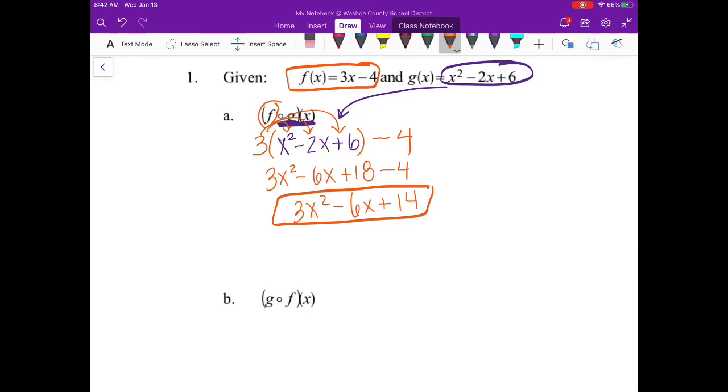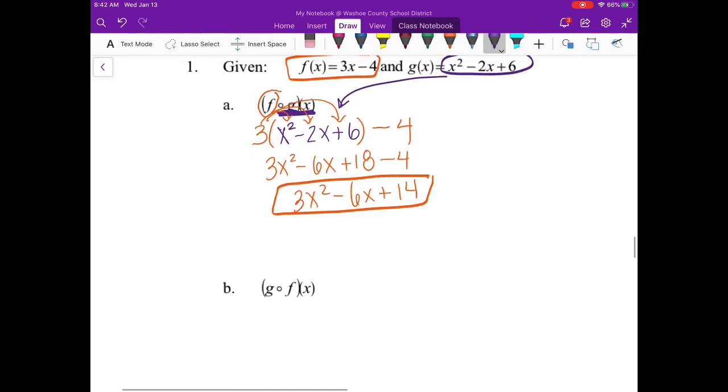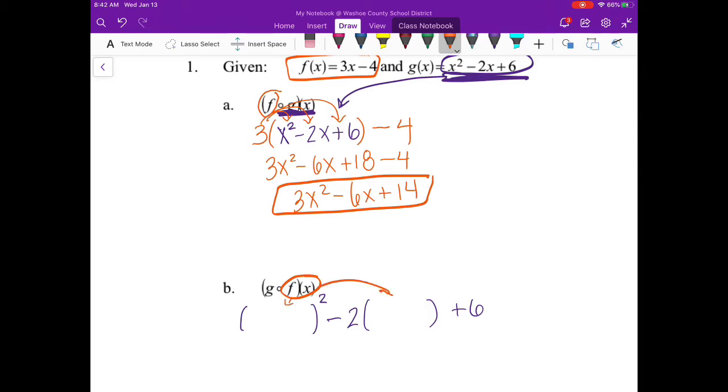So in this case, I could ask you to keep g of x. So we're going to keep the x squared minus 2x plus 6, looking at the same example. And this time replacing the x with f, okay? So I'm going to write my g of x anywhere I see x's. I'm just going to leave them as parentheses for now. Parentheses. And then this means take the f of x function, and that's what goes in those parentheses.